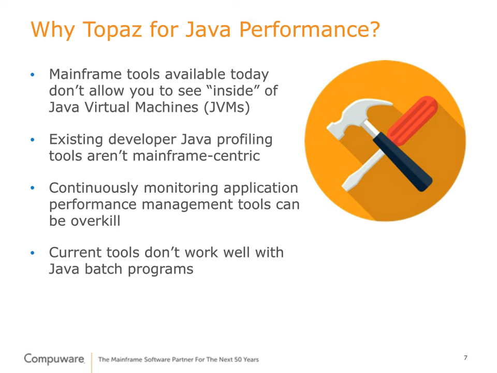For example, running on the general processors versus the specialty processors in the actual monitoring process can result in high costs introduced by the monitoring itself. We specifically designed Topaz for Java to run fully on the specialty processors, thus minimizing the cost of the monitoring.